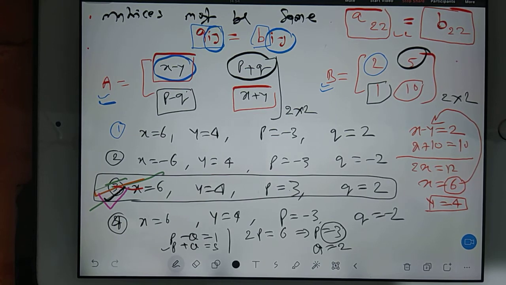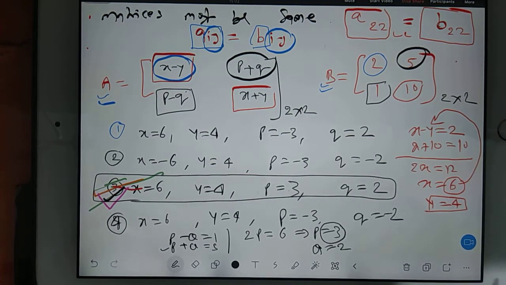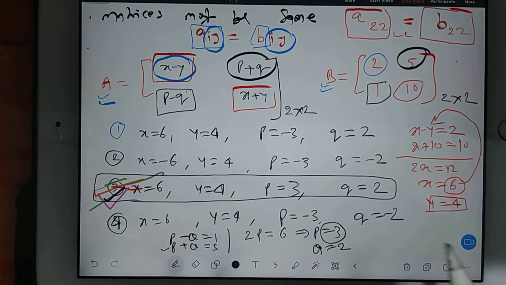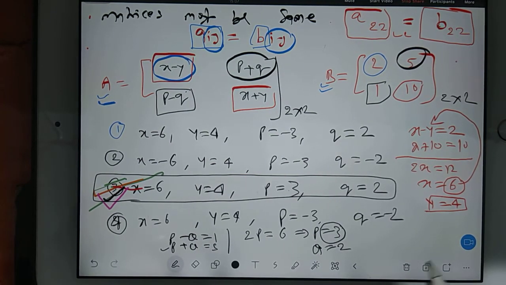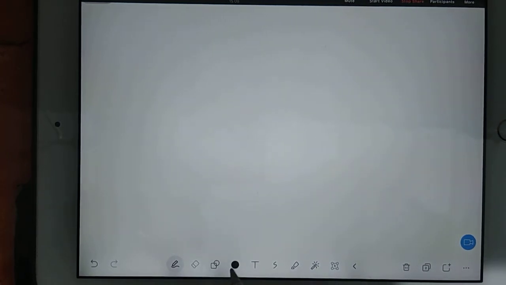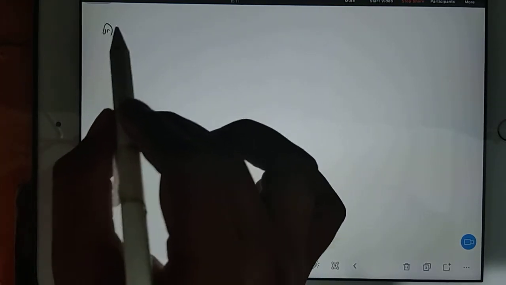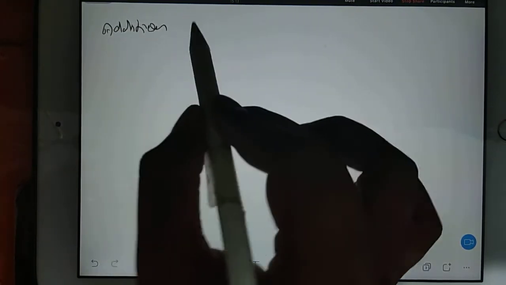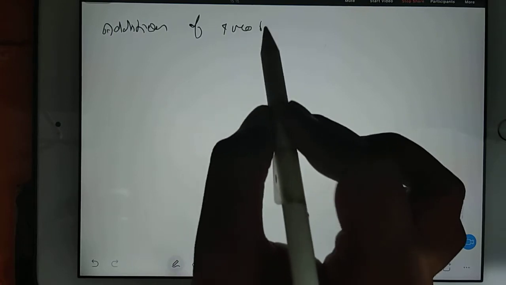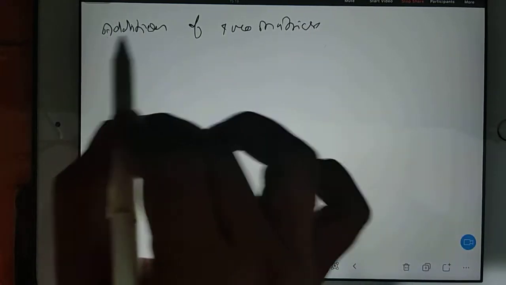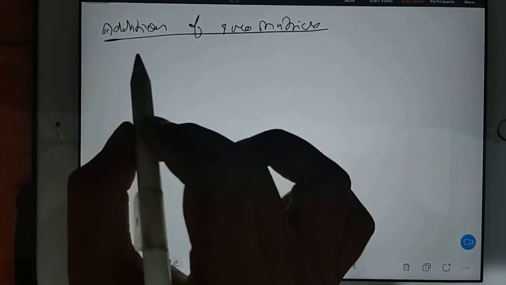Now this is how we can expect these kinds of questions. And actually this is a tool, so we'll be using it in heavy topics. Now we'll go for addition of matrices, like how do we add two matrices. I'm changing the page. Take the heading as addition of two matrices.